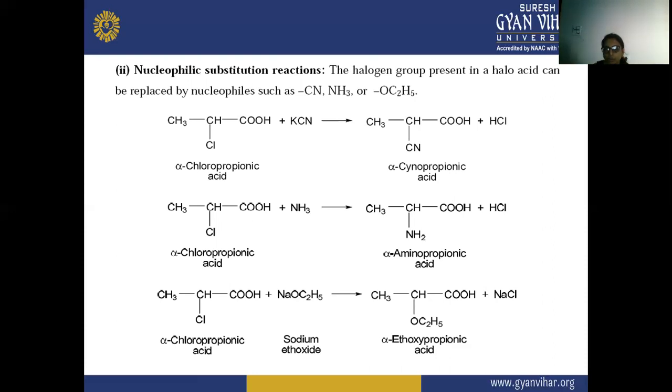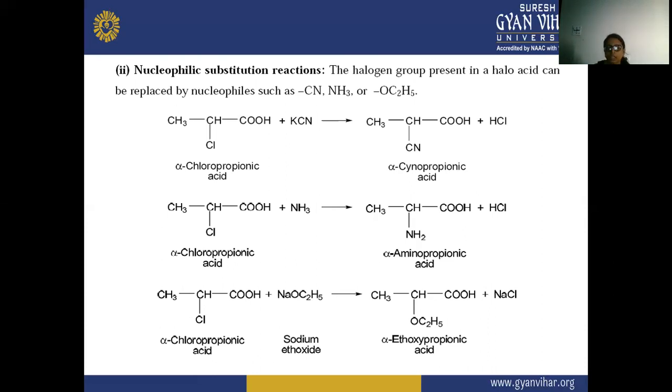And the halogen group that is present in the halo acid can be replaced. So the halogen is replaced by your nucleophile, that is your CN, NH3 or OC2H5. These are nucleophiles because they have electrons present on them, meaning they have the capability to donate electrons. That is why they are known as nucleophiles. So they are substituting the position of the halogen from the chain, and they themselves are substituted on that position.